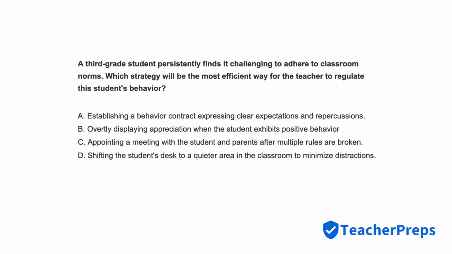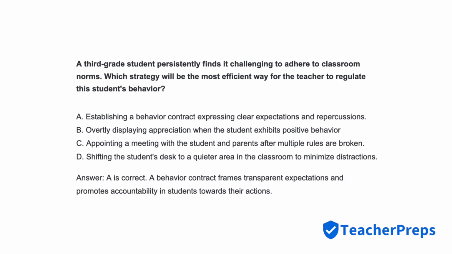A third-grade student persistently finds it challenging to adhere to classroom norms. Which strategy will be the most efficient way for the teacher to regulate the student's behavior? Answer A is correct. A behavior contract frames transparent expectations and promotes accountability in students towards their actions.